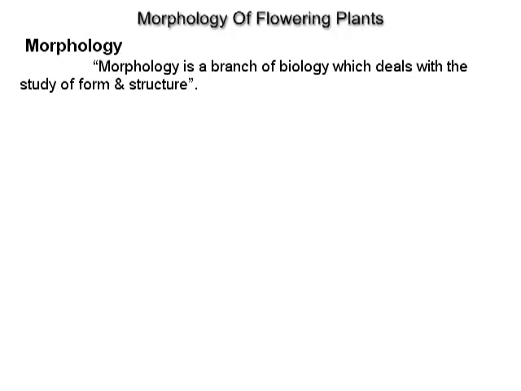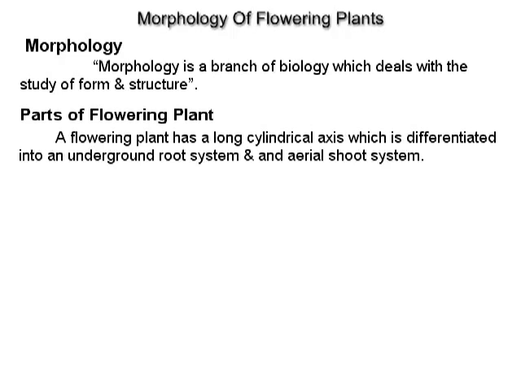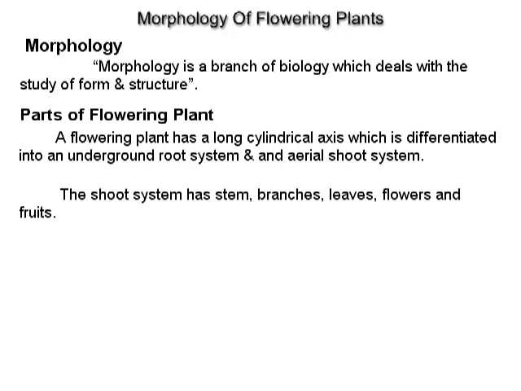Morphology of flowering plants. Morphology is a branch of biology which deals with the study of form and structure. Parts of a flowering plant. A flowering plant has a long cylindrical axis which is differentiated into an underground root system and an aerial shoot system. The shoot system has stem, branches, leaves, flowers and fruits.